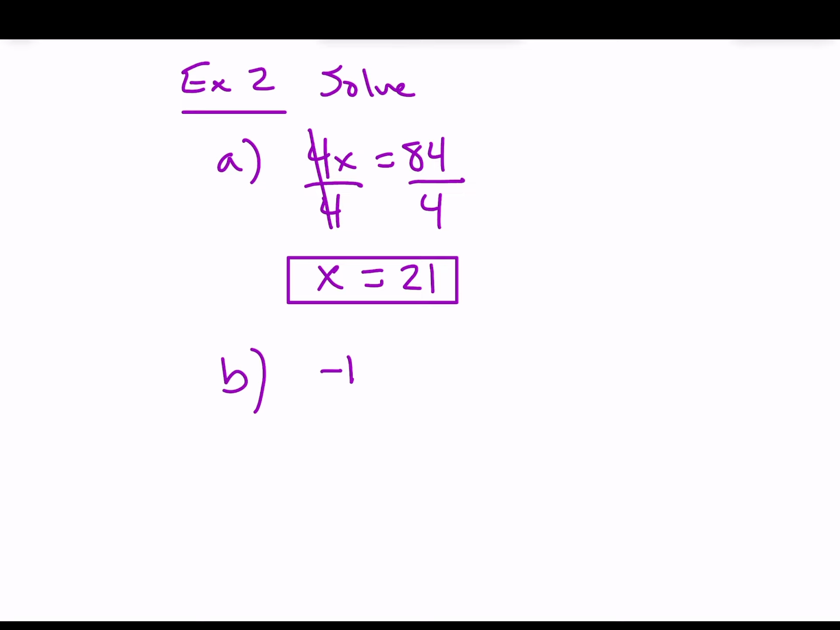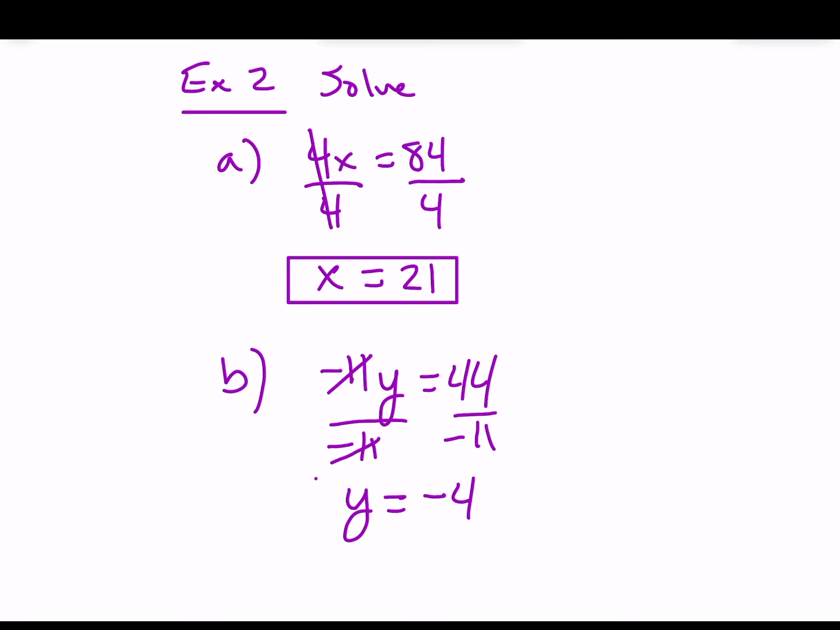Part B, we have negative 11 times y is equal to 44. How do we undo that negative 11 times y? Well, we divide both sides of the equation by negative 11. The negative 11's cancel on the left-hand side, so we're left with y equals 44 divided by negative 11, and 44 divided by negative 11 is negative 4. So that's what happens when we divide out by a negative number. Well, what happens if we have a fractional coefficient in front of our variable? Let's try that in example 3.